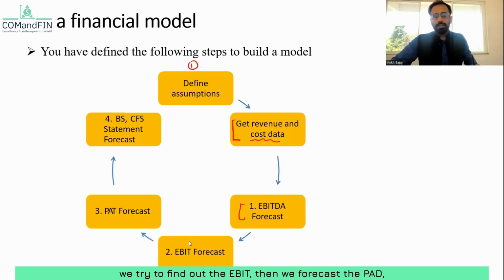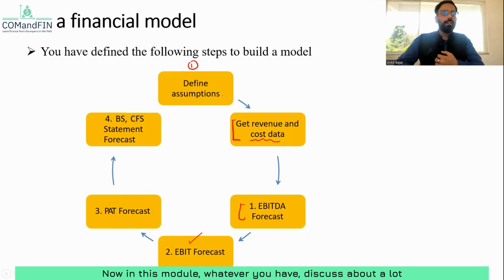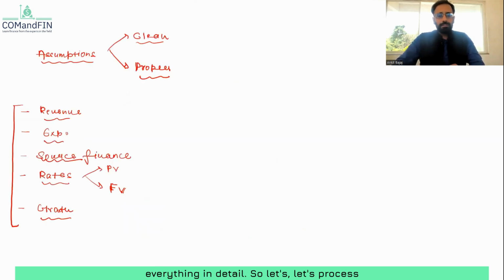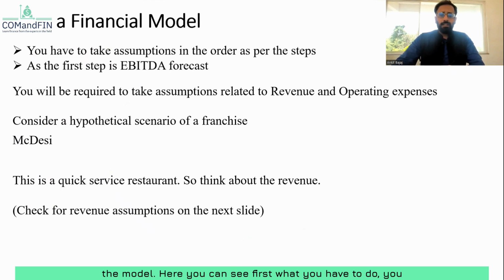We try to find out the EBIT. Then we forecast the PAT, that is profit after tax, right? And once you have forecasted the PAT, after that you will prepare the balance sheet and cash flow statement. So this is the whole process for preparation of a financial model. Now, in this module, I will discuss a lot of financial models, right? So slowly and steadily, you will learn each and everything in detail, right? So let's process the model.